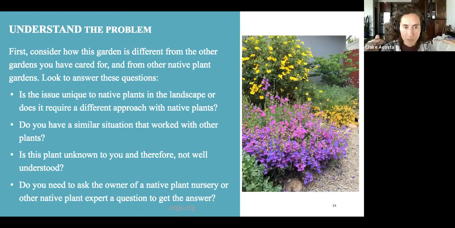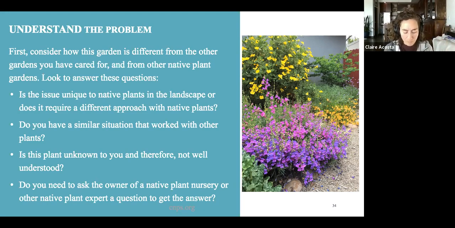And with understanding the problem, if you're having an issue you don't normally have, like you've never had this before, start thinking about whether this is different from other gardens that I have maintained or cared for. Look to answer questions like, is this unique to native plants in the landscape? Or is it requiring a different approach because it's native plants? Think that through when you're having an issue.